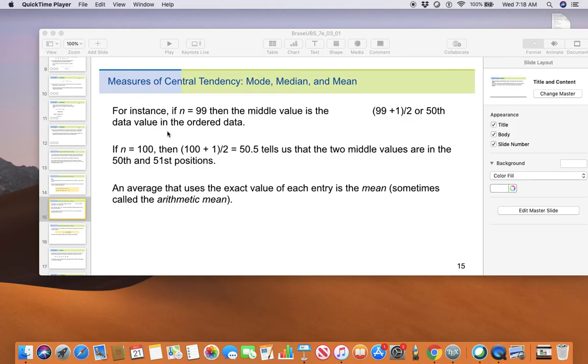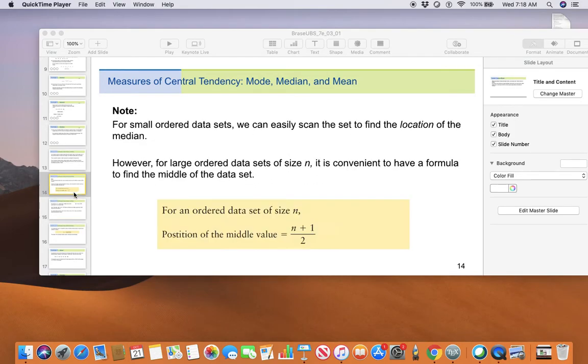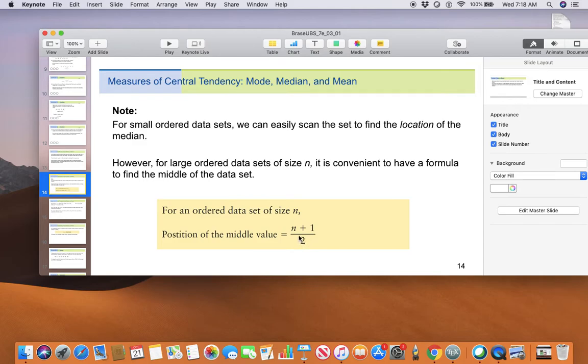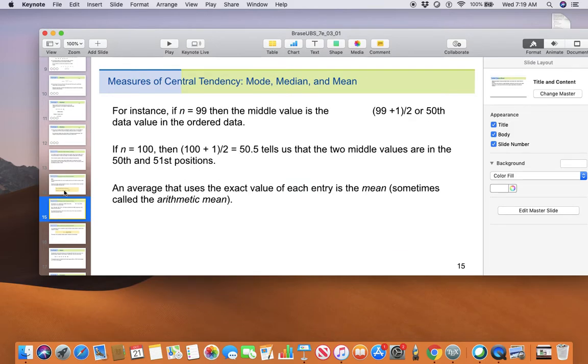Back. So we saw earlier the middle value. How do you find the middle location? That is the position of the middle value. If you have n items or n data values, it is n plus 1 over 2. So if you have 99 data values, which means it's an odd number, then 99 plus 1 over 2 is the 50th data value. So you can find a middle number.